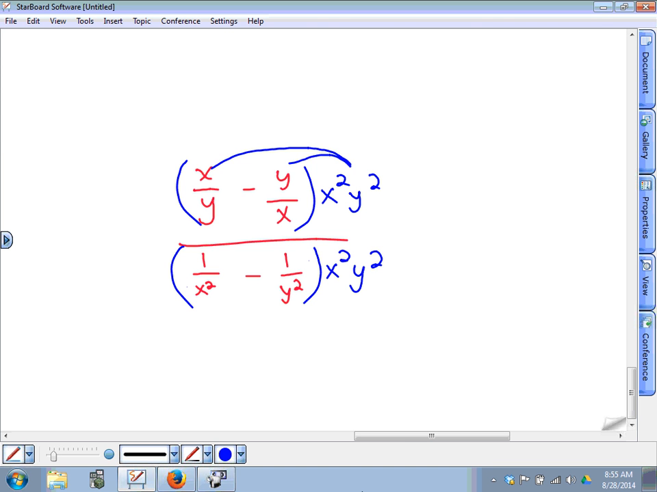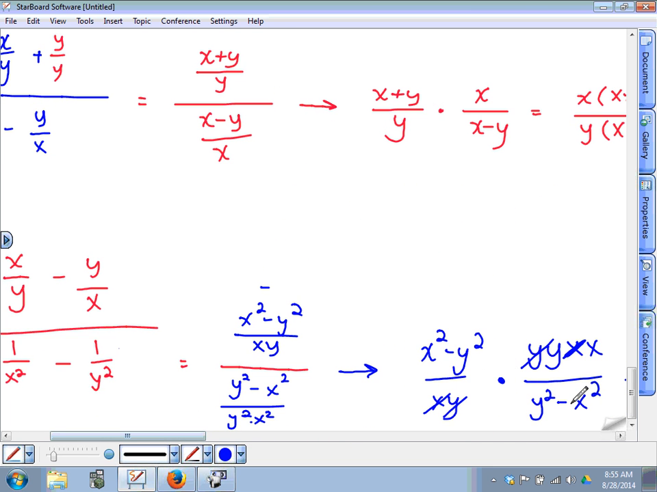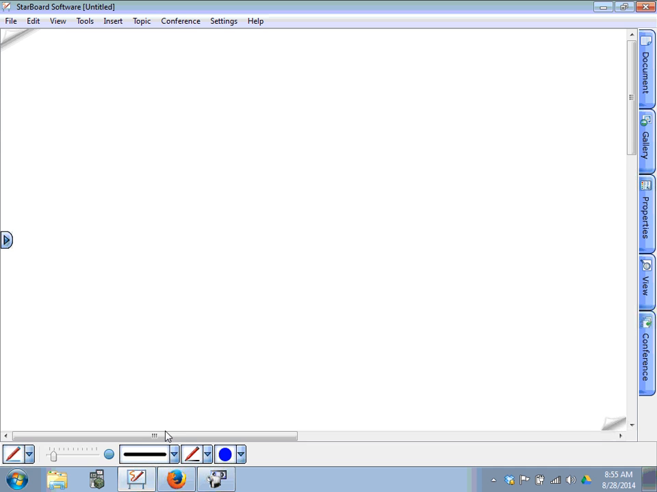Come on, let's finish. Well, actually, is this the last objective, or do we have something else? We have something else, don't we? Darn it. Let's do the last objective, and then if we have time, we'll get back to this one. But I don't want to miss that last objective. So this one was called rationalizing.